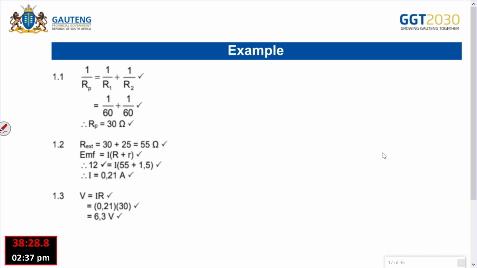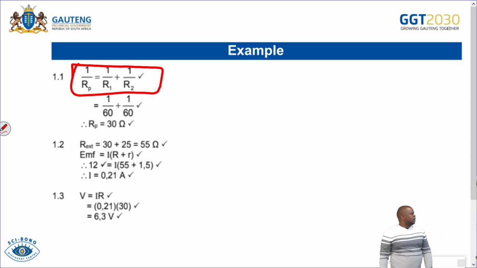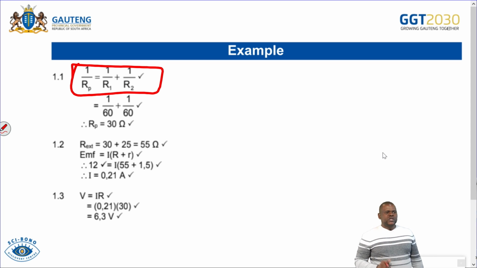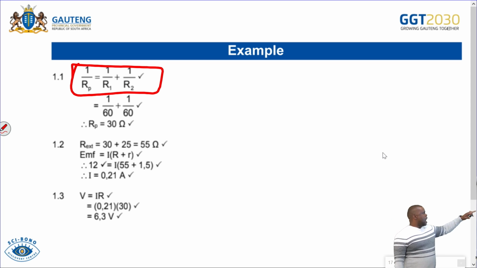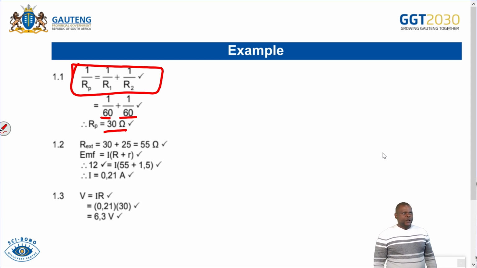Okay, let's look at this. Here you can see which formula they used. They use this formula: 1 over Rp is equal to 1 over R1 plus 1 over R2. Then from there, we substituted. We know that R1 is equal to R2. They are both equal to 60 ohms. That is why for R1 we put 60, and for R2 we also put 60. Then when we add them together and manipulate them, you'll get 30 ohms.